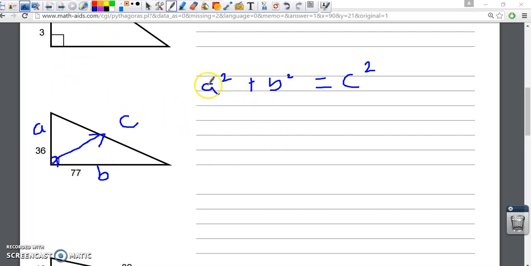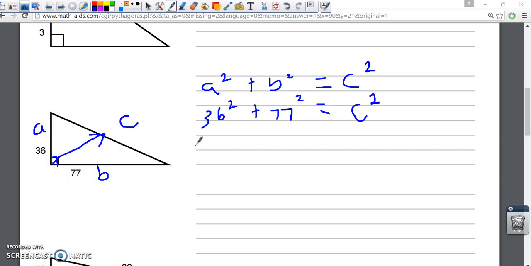So, let's look. A squared. What do I have for A? 36. So that's going to be 36 squared plus B squared. B is 77. So that's 77 squared equals C squared. So again, this is 36 times 36, not 36 times 2. It's not the square root of something, okay? So if I got 36 times 36, let's figure out what that is.